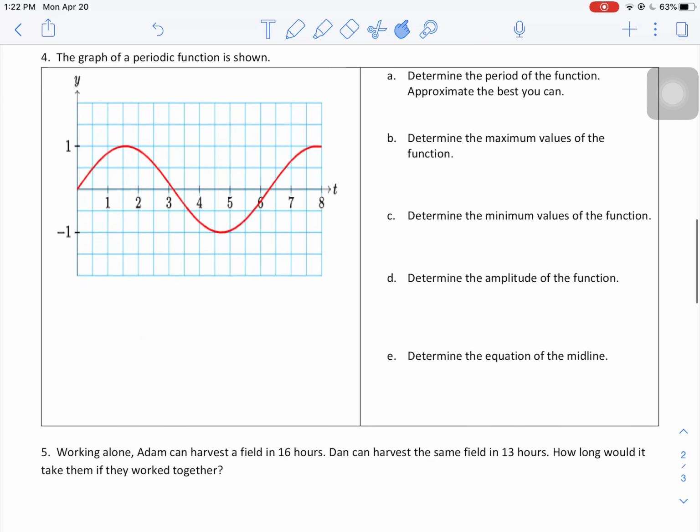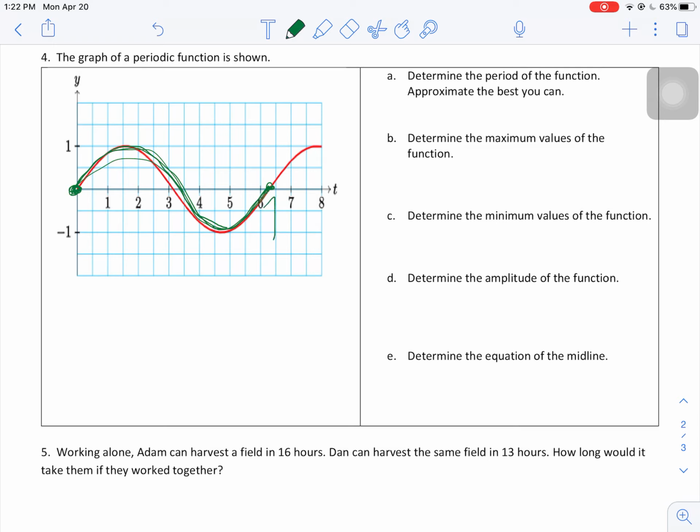On number 4, when we try to get the period, it doesn't hit super nicely and so we're just going to kind of approximate it the best we can. So you're going to have a decimal, and that's okay. So I'm going to start in the middle. I'm going to start with an x value of 0. So I'm going all the way up, all the way down, and then back to the middle. So this is one full cycle before this graph starts repeating itself.